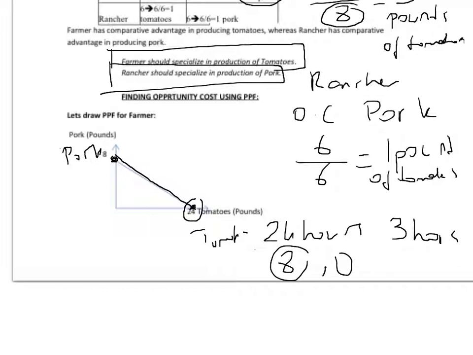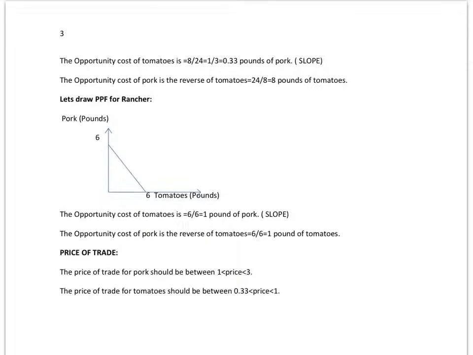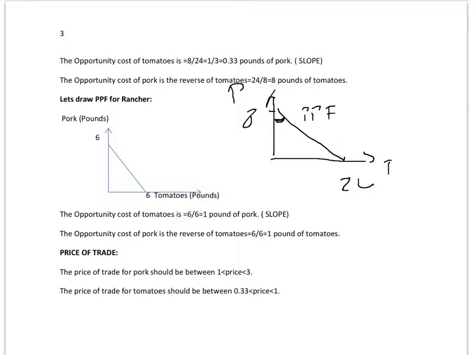This part was easy. Now we are going to find the opportunity cost given that we have the production possibility frontier. Here, it's very easy, given that we have this farmer's production possibility frontier, 8 to 24. As you know, this is tomato, this is pork. Now I'm finding the pork opportunity cost. How are we going to find it? I will take this angle, between pork and the PPF, and find the tangent of this angle. Tangent is the ratio of the length of the opposite side divided by the length of the adjacent side. So it's going to be 24 divided by 8, 3 pounds of tomato.